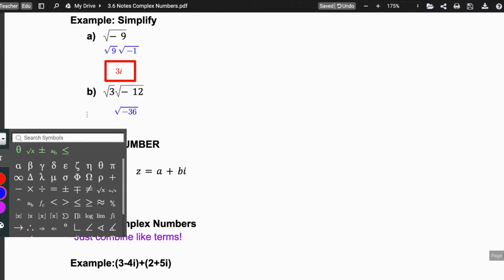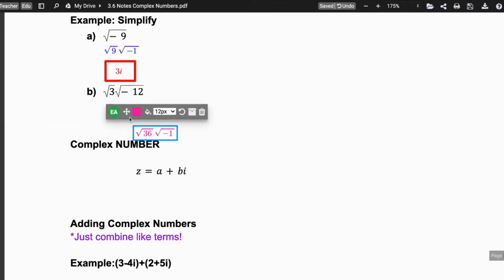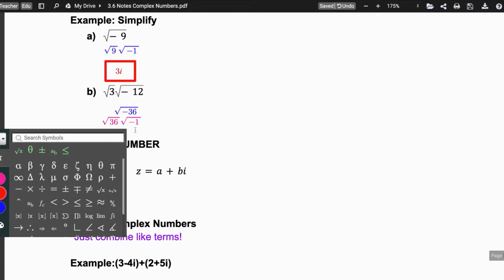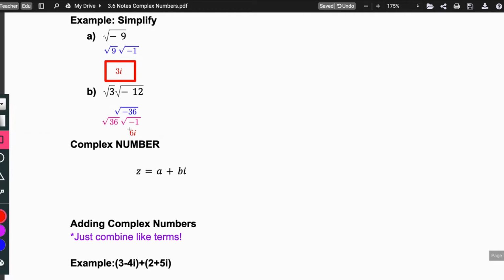And then when I break that up, 36 is a perfect square, which just means I can actually take the square root of it. So I'm going to break it up into the square root of 36 times the square root of -1. And when I do that, it's going to reduce to 6i, because the square root of 36 is 6, and the square root of -1 is i. So 6i is the final answer. So pretty easy.